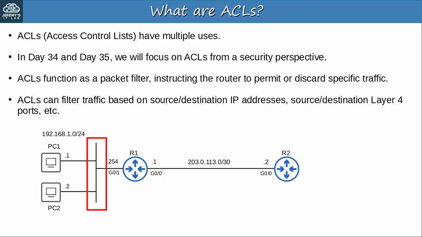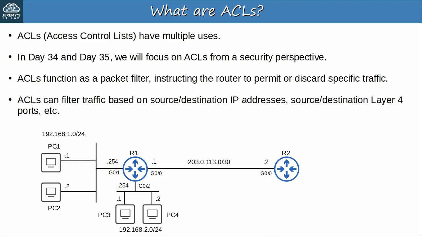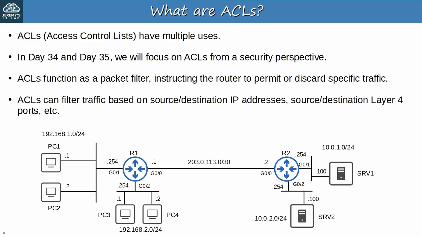In reality, all of the PCs in the 192.168.1.0/24 network are connected to a switch, and the switch is connected to R1, but we don't actually have to include the switch in this diagram. The 192.168.2.0/24 network with PC3 and PC4 is also connected to R1. The 10.0.1.0/24 network with server 1 is connected to R2, and the 10.0.2.0/24 network with server 2 is also connected to R2. I'll use this network to demonstrate how ACLs work.